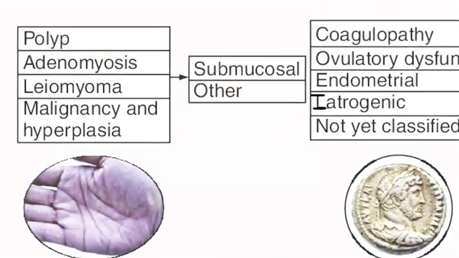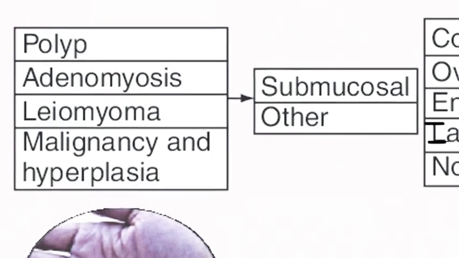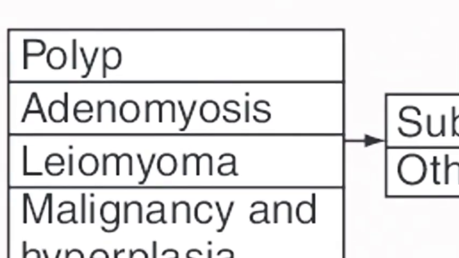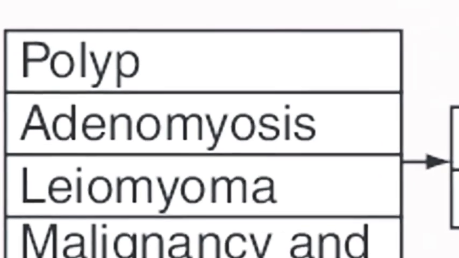The classification of AUB is called PALM-COEIN. PALM is used when the cause is structural, which could be diagnosed and evaluated through imaging studies or biopsy, while COEIN is used when the cause is non-structural, due to an underlying medical disturbance that causes the abnormal uterine bleeding. PALM-COEIN stands for specific terms, however, I'm only going to discuss the structural causes: polyp, adenomyosis, and leiomyoma.